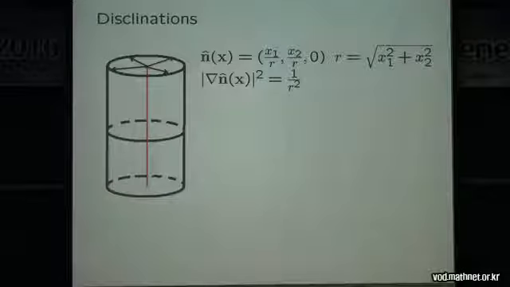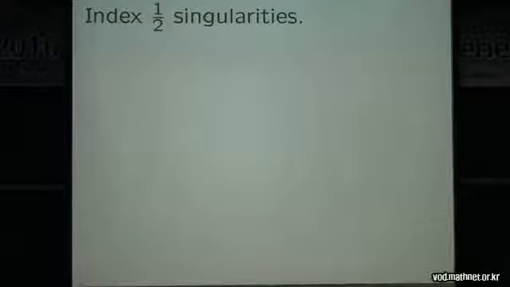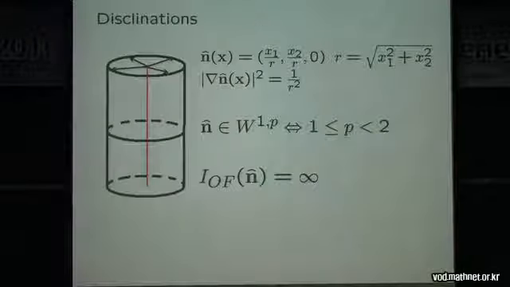So disclinations, that's the same thing, except that now the director points radially outwards from the generator of a cylinder. So now that's n hat, it looks like this, where r is now the two-dimensional radius, and so that's what the gradient of n squared is, and that, you see, is only in W^{1,p} if p is strictly less than 2. Okay, so it's not in W^{1,2}. In other words, this defect, which you do see sometimes, has infinite energy according to the Oseen-Frank theory.